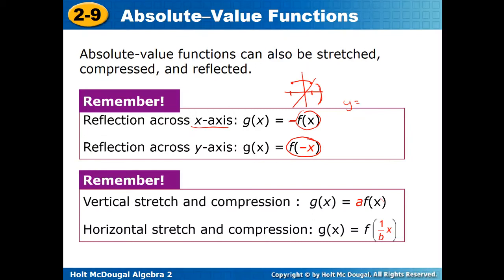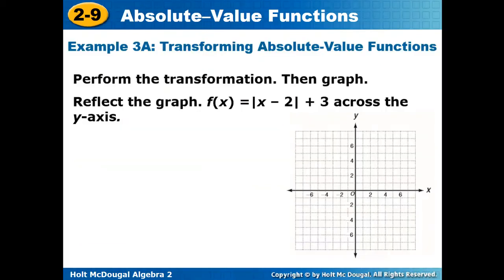All right, so example 3a, transforming absolute value functions. We're going to perform the transformation, then graph. And so we're going to reflect the graph of f of x equals absolute value of x minus 2 plus 3 across the y-axis. So first of all, let's figure out where that is.